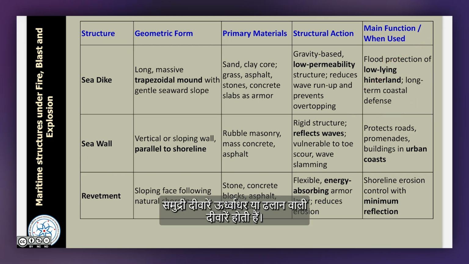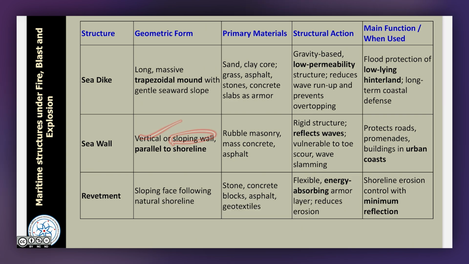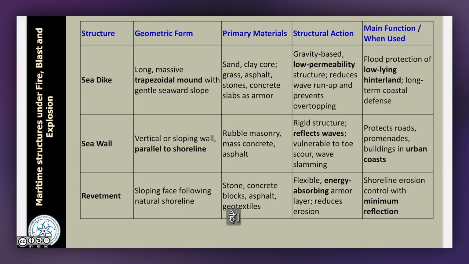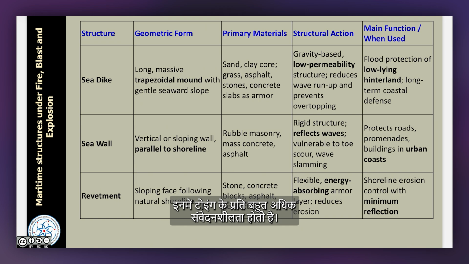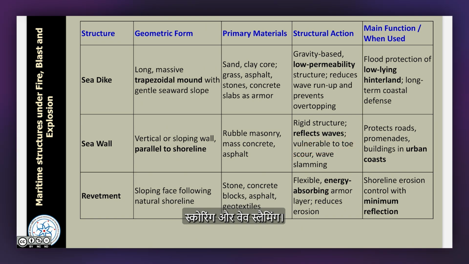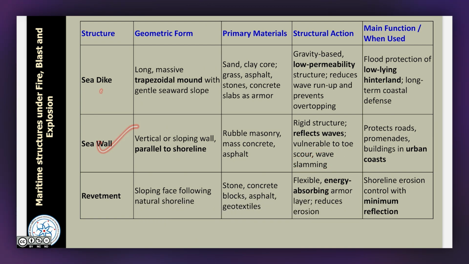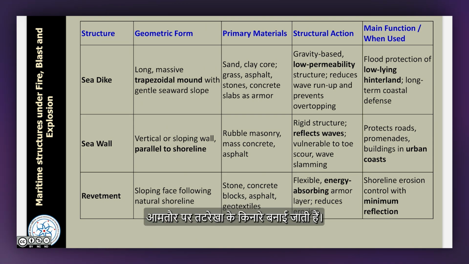Sea walls are vertical or sloping walls, running parallel to the shoreline. They can be constructed with rubble masonry or even massive concrete or asphalt lining. They are rigid structures. They reflect waves. They have a very high vulnerability to toe scouring and wave slamming. If this is not handled properly, it may damage the sea wall. They protect roads, promenades, buildings in urban coasts, usually constructed along the coastline.